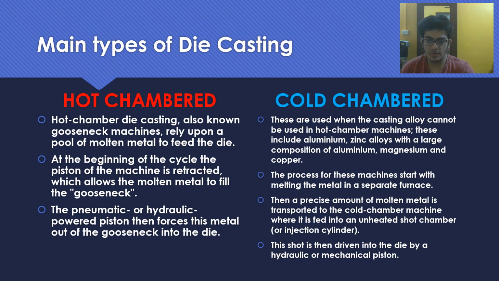There are two main types of die casting: hot chamber die casting and cold chamber die casting. Hot chamber die casting is also known as gooseneck machines because they have a nozzle that is shaped like a gooseneck. So it utilizes a pool of molten metal which is kept heated, and it uses pistons to pump that metal into a die that is a fixed mold.